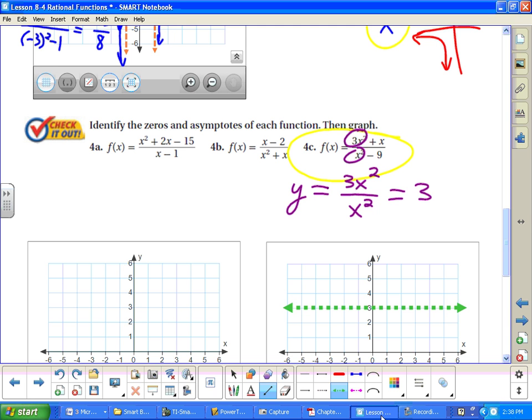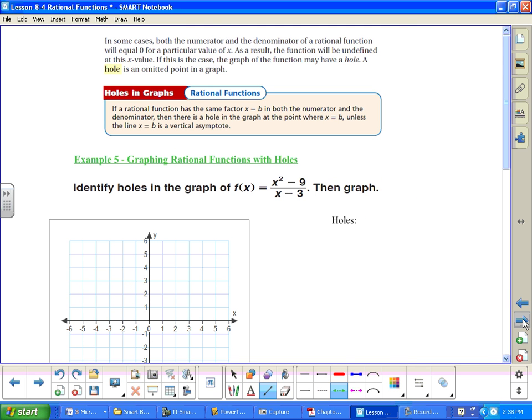All right, now there's one more situation that can happen that we're going to look at. All right, and that's if there's a hole in your graph.